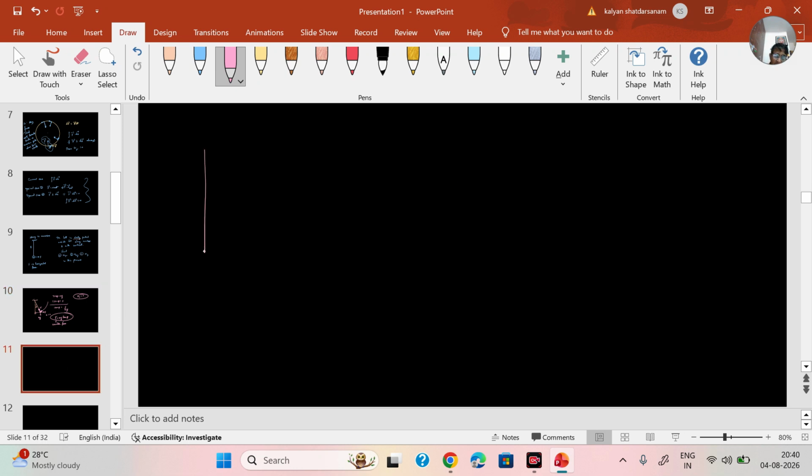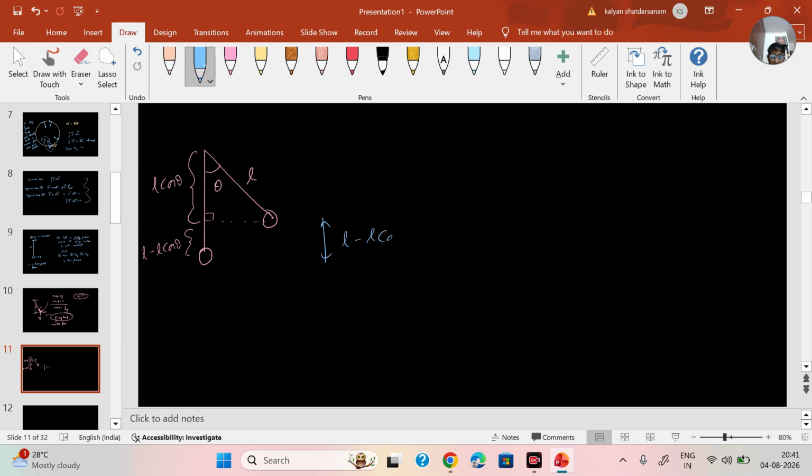Now look here. This ball started from this position and finally it came up to an angle theta, and this length is L. So if you drop a perpendicular here, till here it will be L cos theta by trigonometry, but total string length is L, so this will be L minus L cos theta. So essentially the ball went up by height L minus L cos theta.